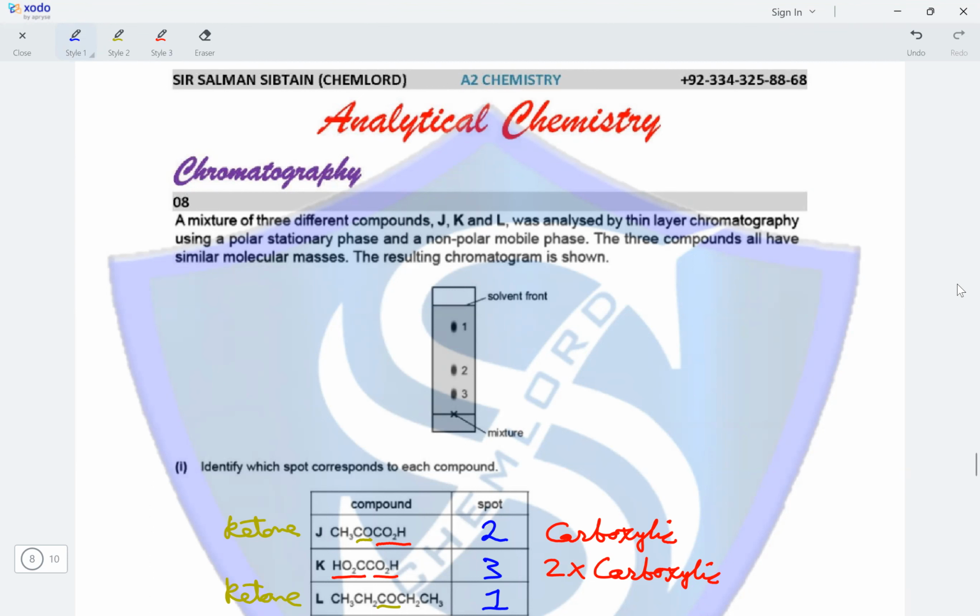So 1 travels the greatest distance because it only has a ketone group. 2 is placed in the middle because it has got a single ketone and a carboxylic group. And the least distance traveled is by the compound having two carboxylic groups.